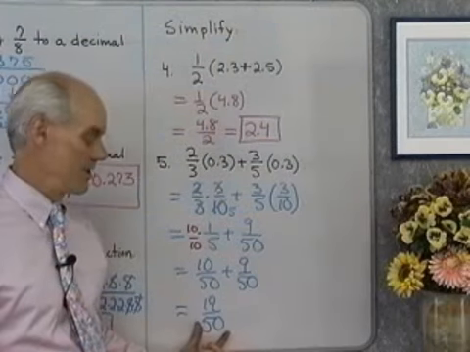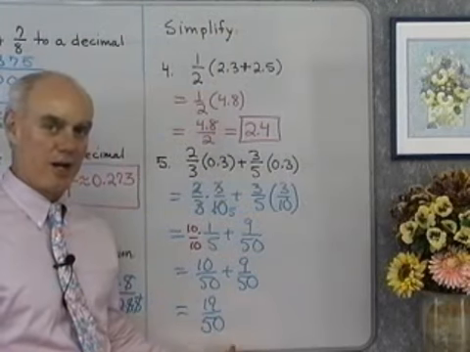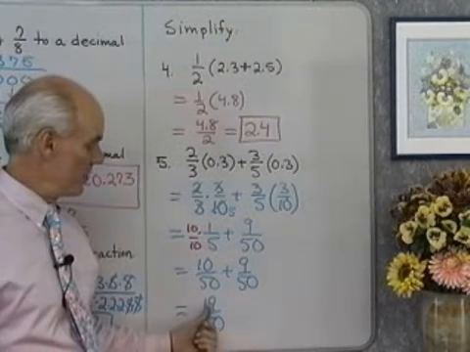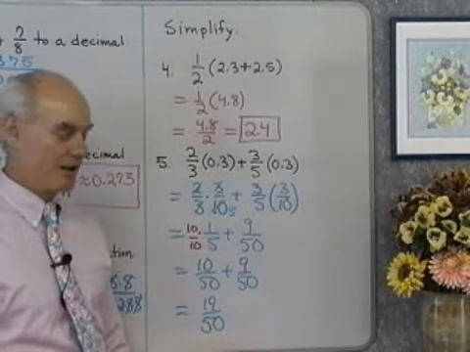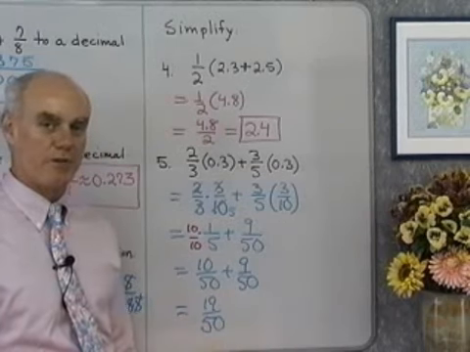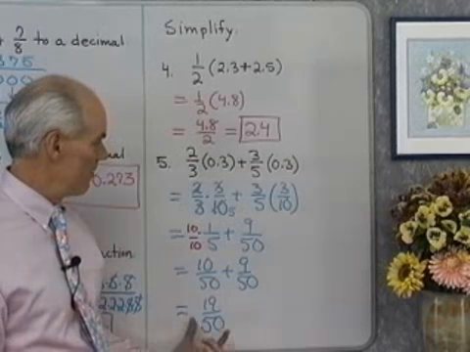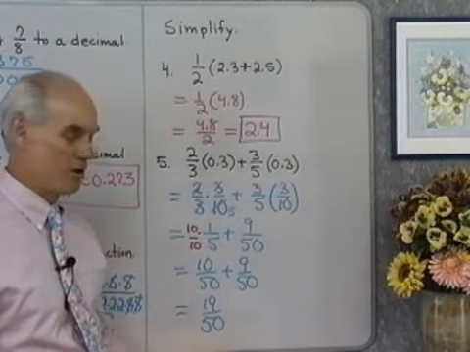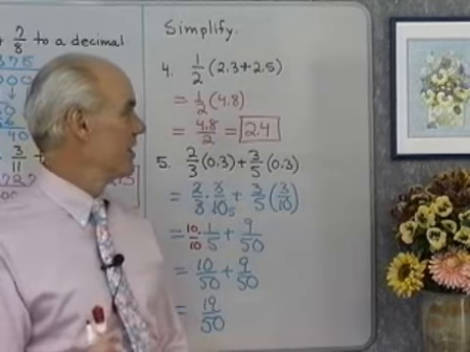If I want to write my answer as a decimal, I'd have to change into hundredths. So I could multiply this and this each by 2, and so I'd end up with 38 over 100. So I'd have 0.38 for the decimal answer to that. But in this case, I kept it as a fraction, and 19 over 50, that's a good enough answer for me. Let's try another problem.